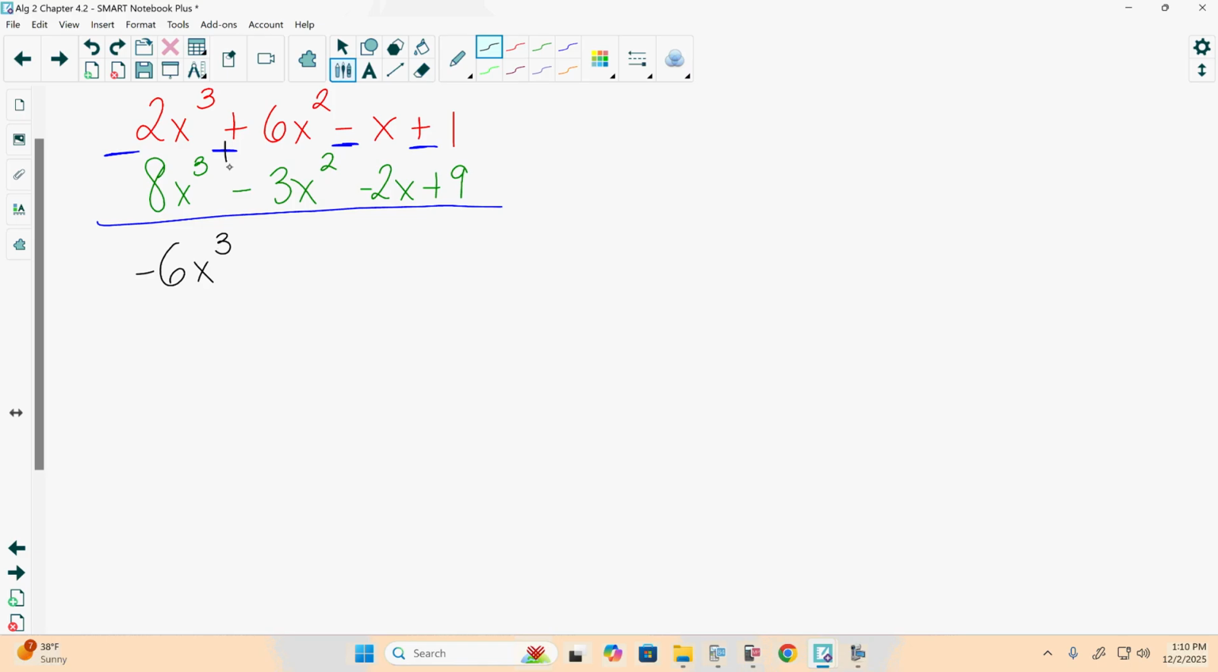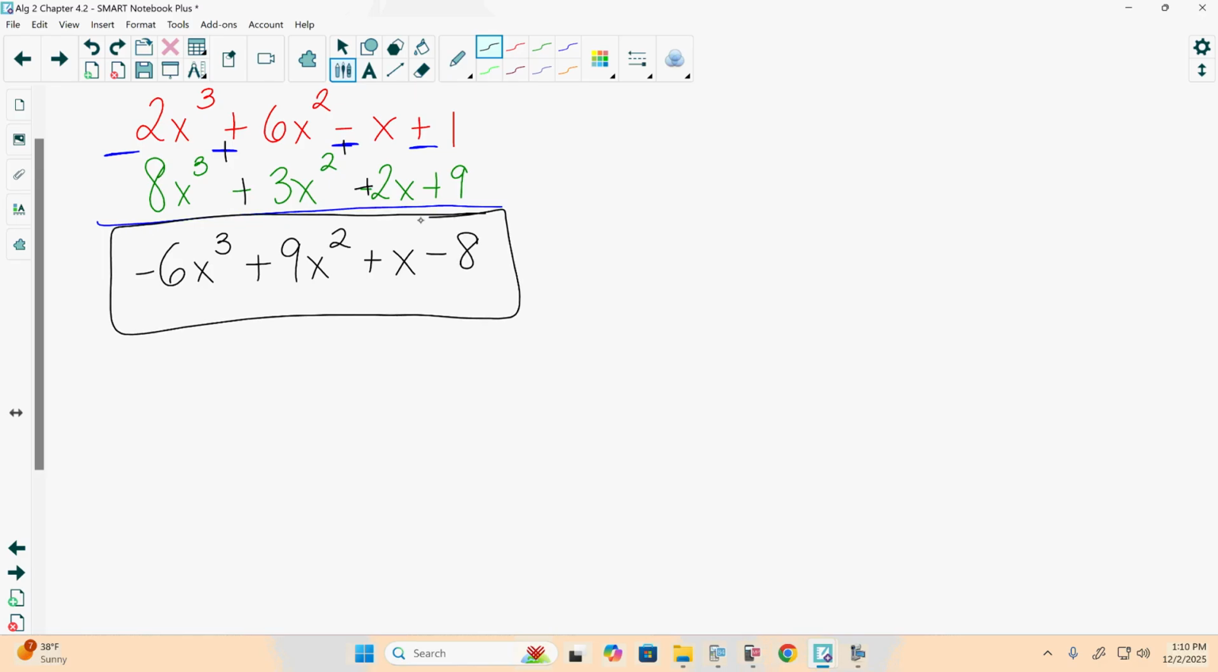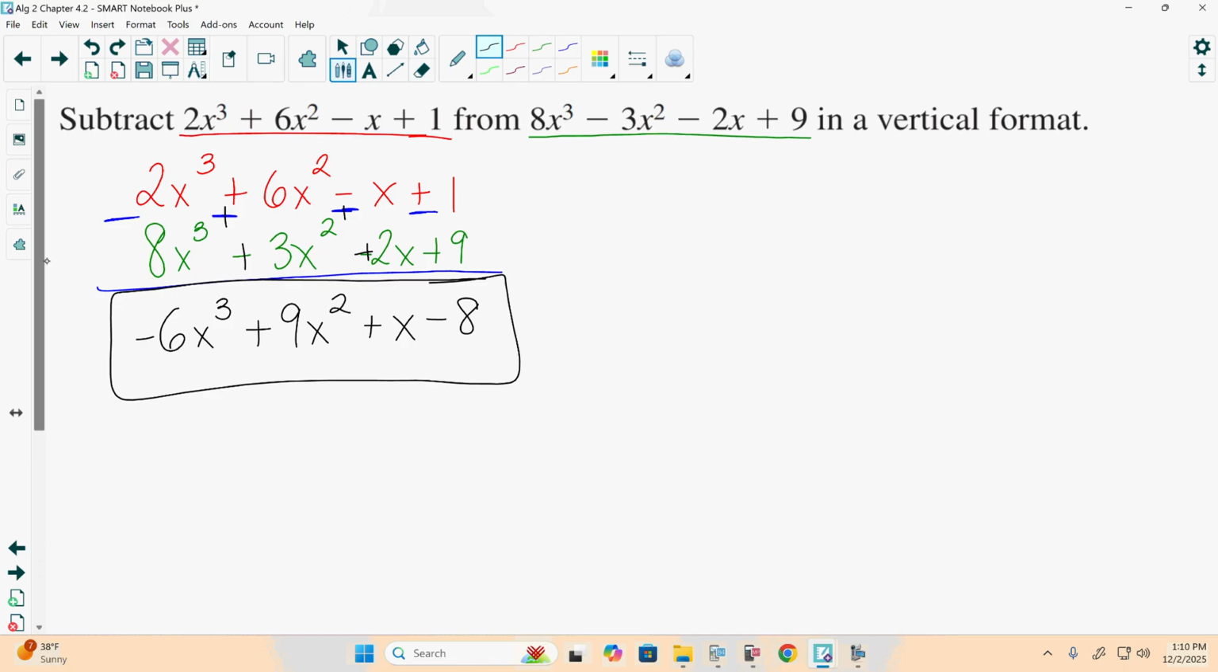6x squared minus negative 3x squared. Well, the negative and negative make a plus. 6x squared plus 3x squared is going to be plus 9x squared. Negative x minus negative 2x. Negative and negative make a plus. Negative x plus 2x is going to be plus x. And 1 minus 9 is negative 8. Questions on this here?